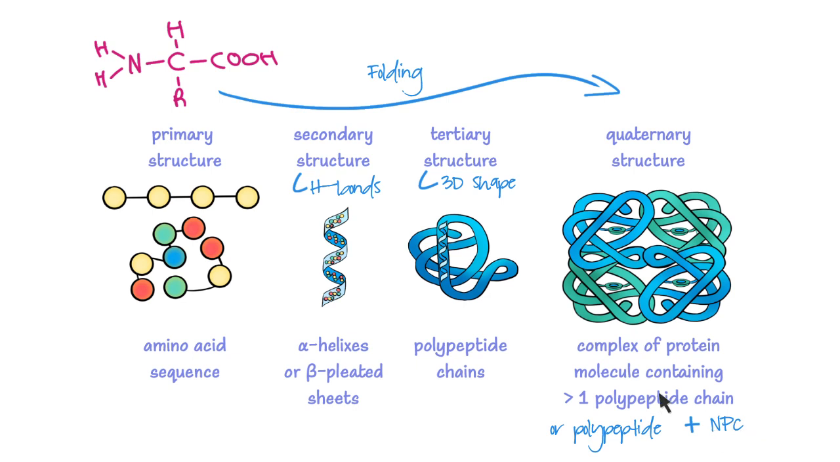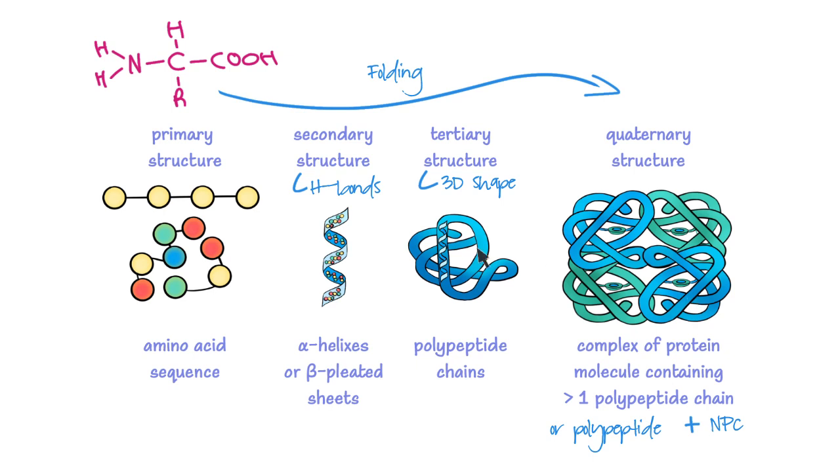Basically, if you are adding something else to the single polypeptide, then you're giving it a quaternary structure. So whether that's multiple polypeptides binding with each other or a non-protein component binding to the polypeptide, either way, that is the quaternary structure. Okay, so we get how that works.